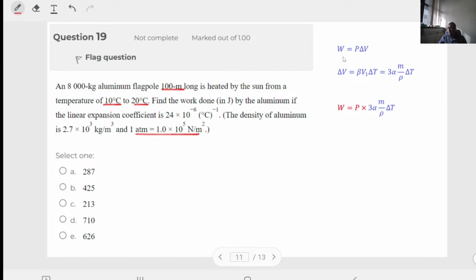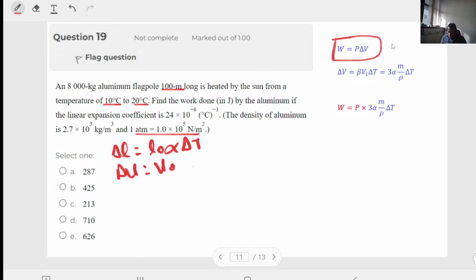As I was sitting here, I asked, what am I looking for? I'm looking to find the work done. Therefore, W, the work done in such a condition, is P times delta V. Remember, volume expansion and length expansion, you have done this one, whereby delta L is equal to L naught alpha delta T, and delta V is equal to V naught beta delta T. You have done this in class, I am sure. Therefore, I'm going to use that for delta V.